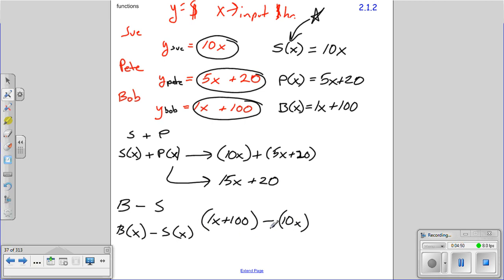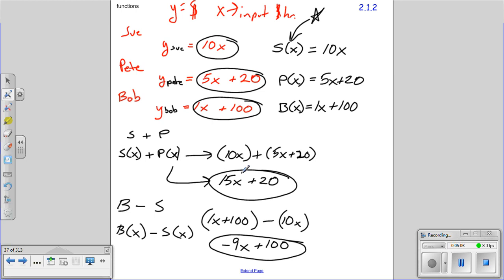You notice we combine these like terms, we get negative 9x because the x's are there, plus 10. Okay. So again, he starts off with more, but over time he starts to lose more money. Bob does because he's not making much hourly. So these are like sum equations. Here we add them up, here we find a difference, okay?